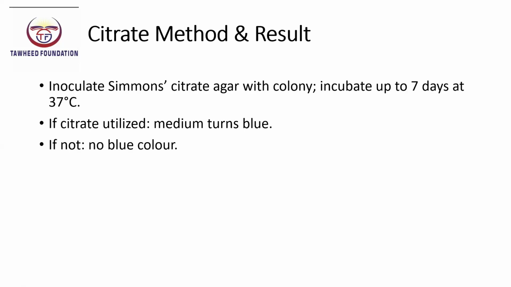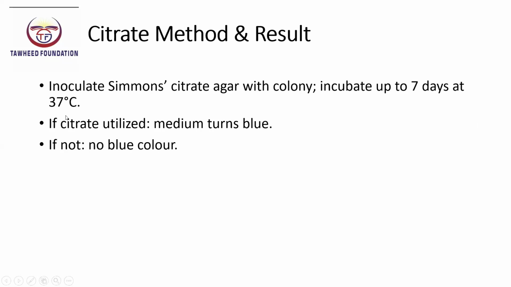Materials and medium: Simmons citrate agar contains sodium citrate as the sole carbon source, ammonium dihydrogen phosphate as the nitrogen source, and bromothymol blue as the pH indicator. Method: using a straight wire, lightly streak a well-isolated bacterial colony on the surface of the Simmons citrate agar slant. Incubate aerobically at 35 to 37 degrees Celsius for about 24 to 48 hours. Some bacteria may require up to 7 days. Observe for bacterial growth on the slant and monitor the color change of the medium.